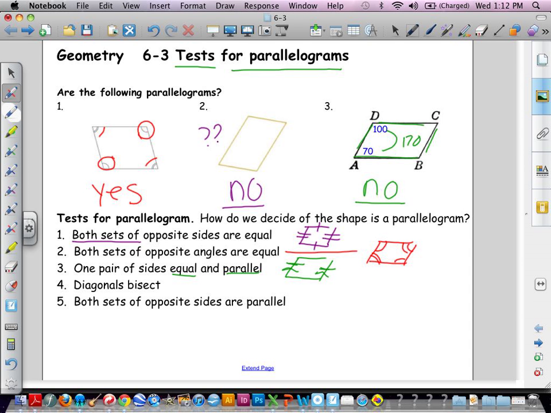Number 4 says diagonals bisect. If you have a parallelogram and you have your diagonals, those 2 pieces will be equal, and the other 2 parts of the diagonals will be equal. And number 5, the 5th test says both sets of opposite sides are parallel. So you need both sets. So the top and the bottom need arrows, and your sides need arrows. Those are our 5 tests for parallelograms.